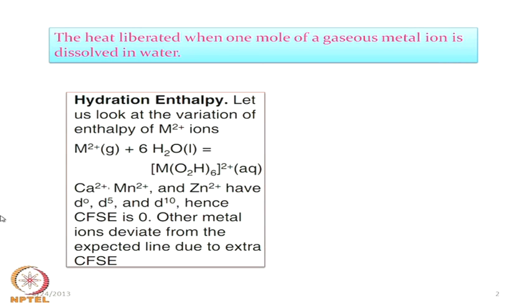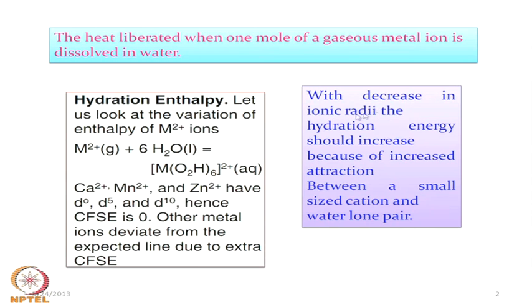And likewise, what we have seen just now for the lattice energy, calcium, manganese and zinc in bivalent states have the corresponding no electron, half filled and full filled d electron configuration, having no contribution in terms of the corresponding CFSE, but the other metal ions do deviate from this extra CFSE gain due to the presence of some odd or even number of d electrons in their orbitals. So, apart from these metal ions, other metal ions will contribute towards the hydration energy in terms of their CFSE contribution.